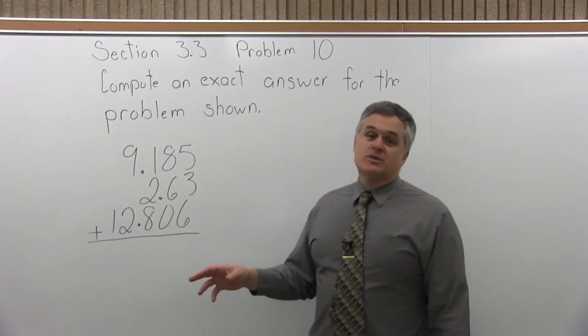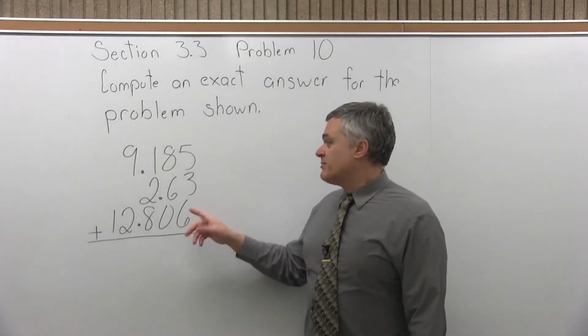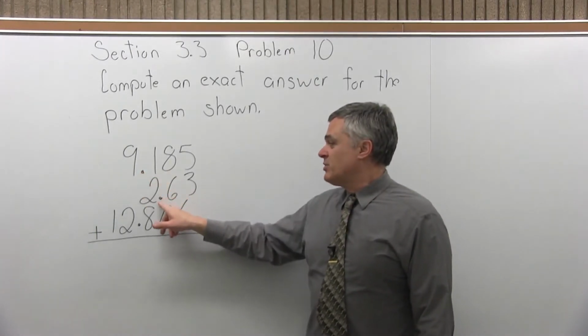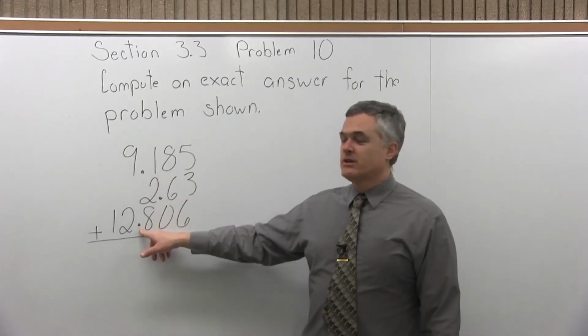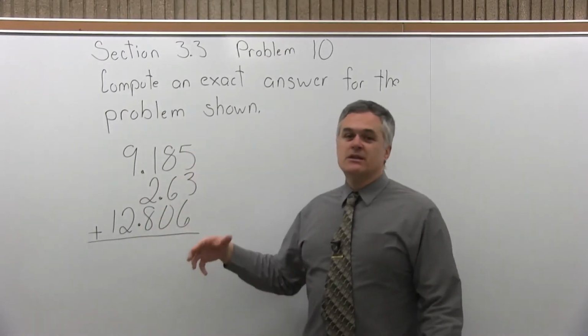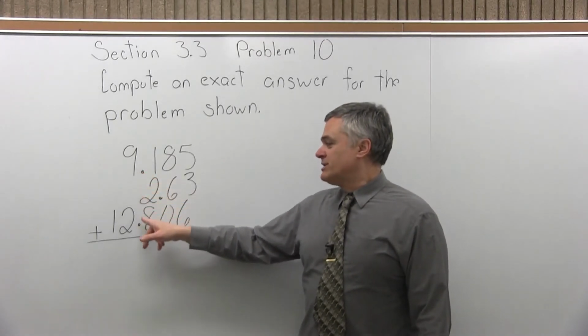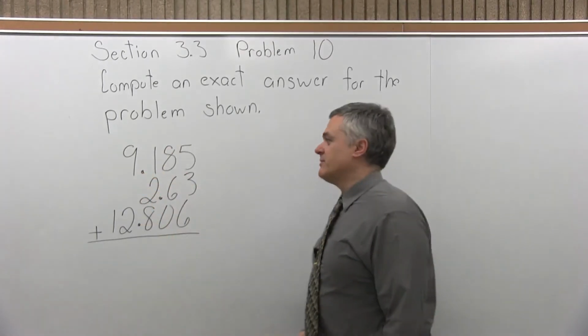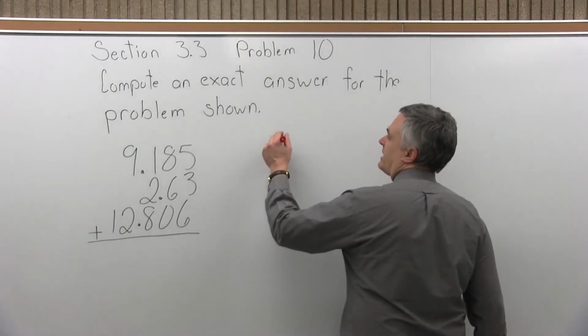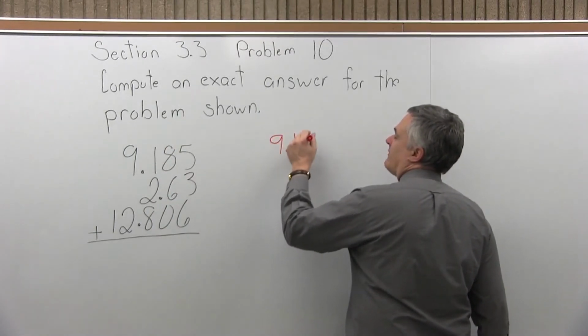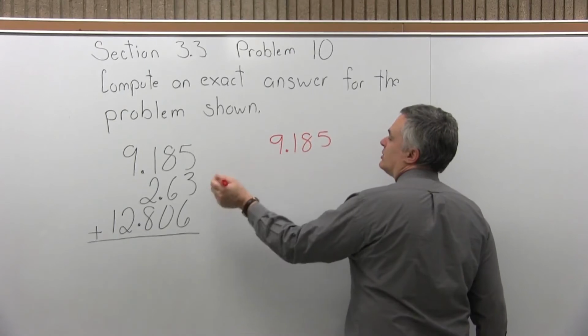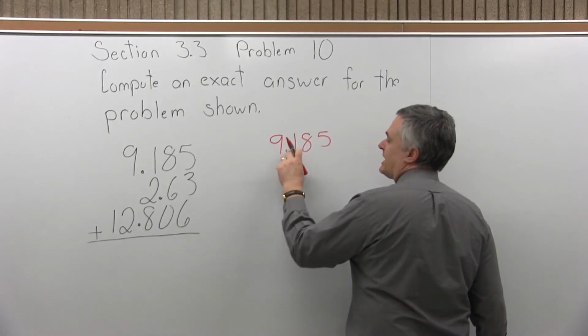Now, the way the problem is written, I can't add the numbers up because the decimal points are not in line vertically. So if you just start adding this, the answer is not going to come out right. I have to rewrite the problem so all the decimal points line up vertically. So let's start with the 9.185. The 2.63, that decimal has to line up.